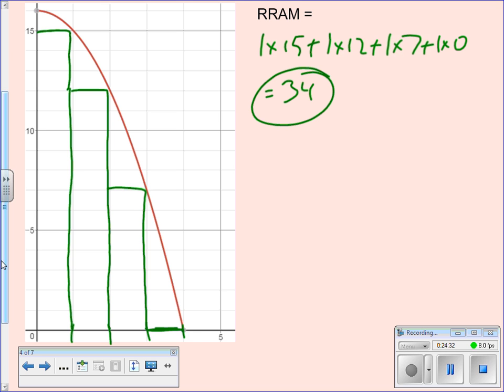If my function is a decreasing function, RAM will always give me an under approximation. If it's an increasing function, it's exactly the opposite. So if you have a function that's increasing, RAM will give you an over approximation, LRAM will give you an under approximation. Okay, this is a decreasing function. This is another approximation. Considerable difference between the two.